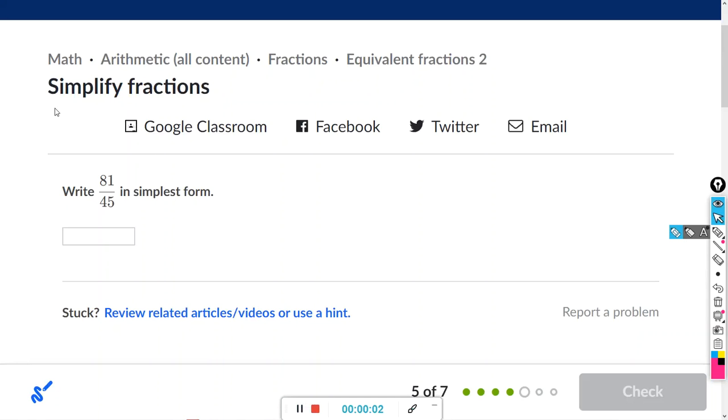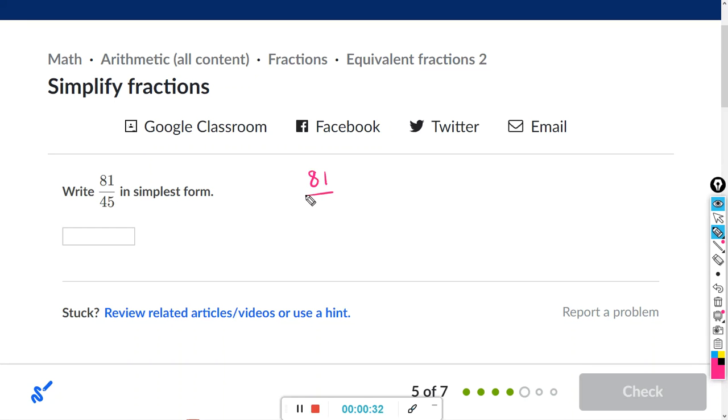This will be for the assignment, simplify fractions. So what we want to do is divide the numerator and the denominator individually by the same number. So you want to choose a number that you can divide the top and bottom. They have to both be divisible by the same number.